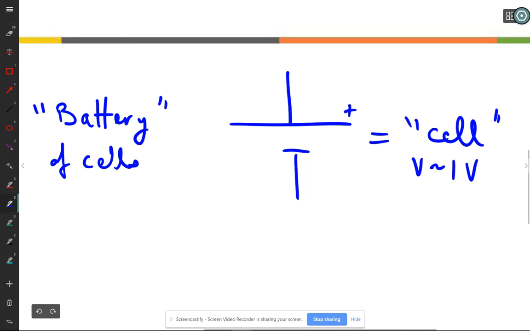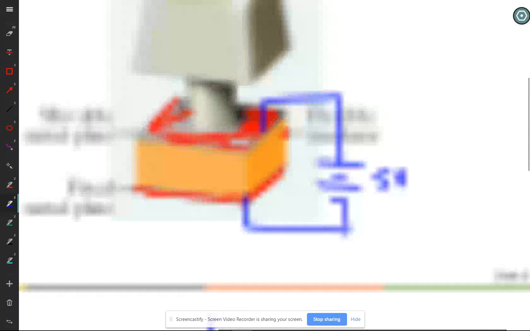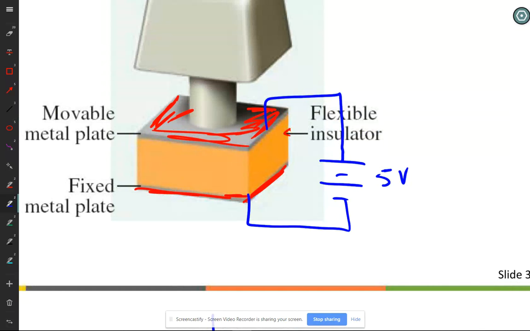So it doesn't look like I'm adding them. And there are some textbooks, and I think ours is one, that use the cell symbol for a battery, just to obfuscate things some more. So here I put a 5-volt battery. If the capacitance increases and the voltage is equal to 5 volts, what happens to the charge?